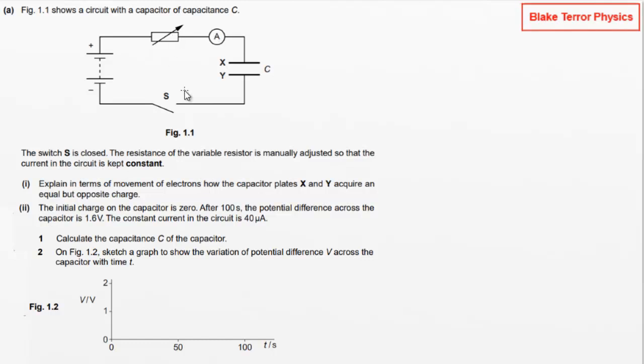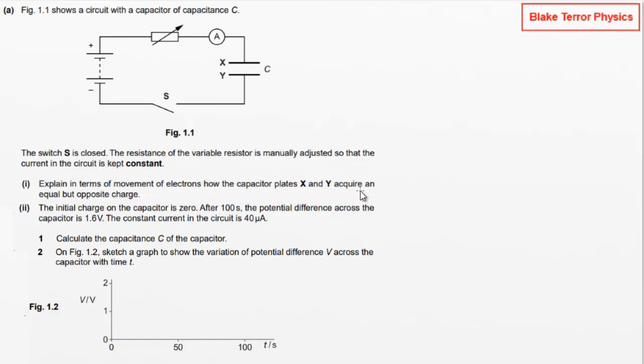We've got a capacitor, an ammeter, a variable resistor. Close the switch. The resistance of the variable resistor is adjusted to keep the current in the circuit constant. Right, they like these sort of things. Explain in terms of movement of electrons how the capacitor plates X and Y acquire an equal but opposite charge.